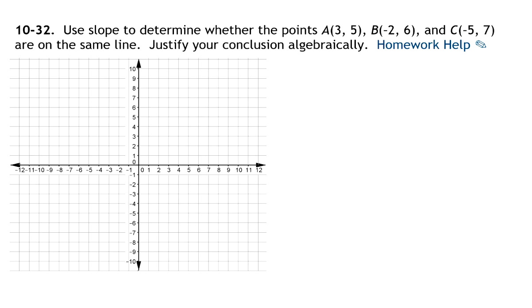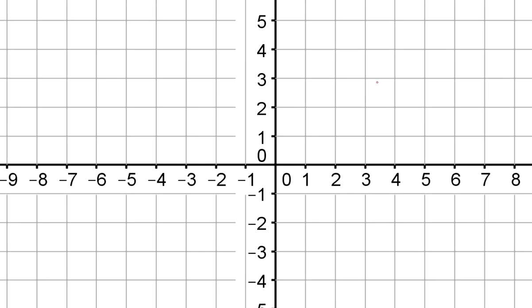So it's very nice they indicate that we should use slope to determine whether the points, and there's three of them listed there, are on the same line. Justify your conclusion algebraically. So if I was to look at those 3 points graphically, let's go ahead and plot them on the Cartesian coordinate plane. We're at 3, +5. So 3, 5 is one of our points.